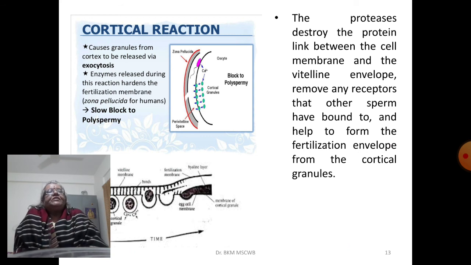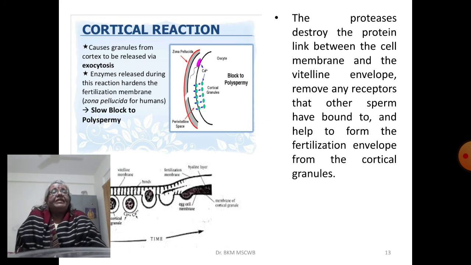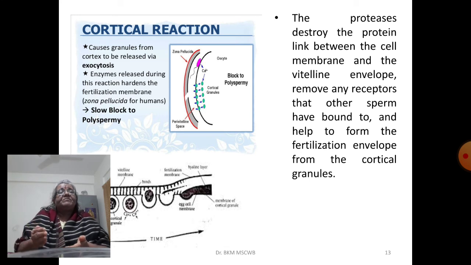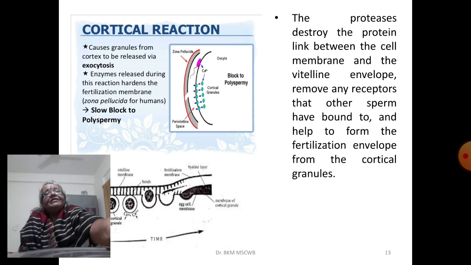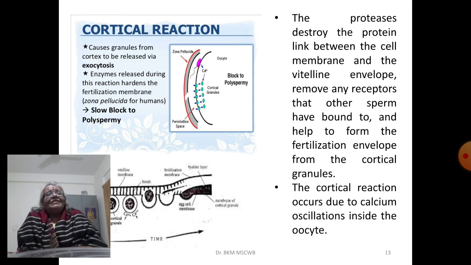So the proteases destroy the protein link between the cell membrane and the vitelline membrane, remove any receptors present on the membrane to which multiple sperms can bind, and help to form the fertilization envelope from the cortical granules. The cortical reaction occurs due to calcium oscillations inside the oocyte. I think I have discussed this in much detail a few minutes earlier.